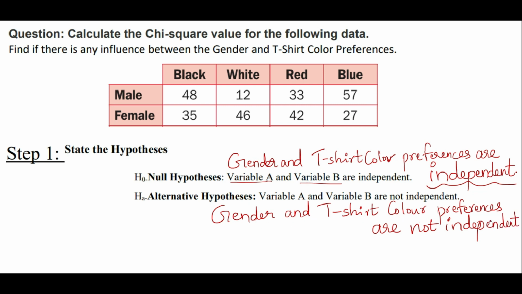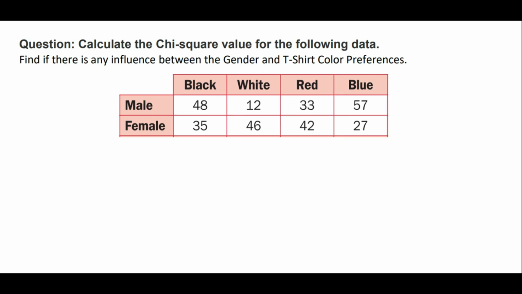Gender and t-shirt color preferences are not independent, or you can even write, are dependent. So it's up to you. Now to remind you, the data which is given to you is called the observed frequency. From now we will be using the term FO, O stands for observed frequency, to define these numbers.